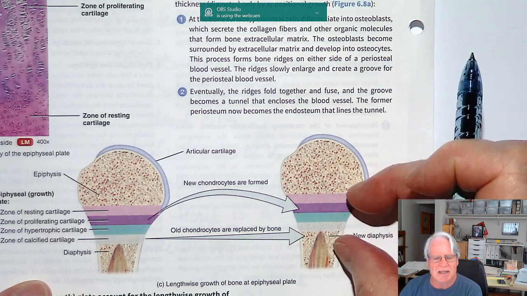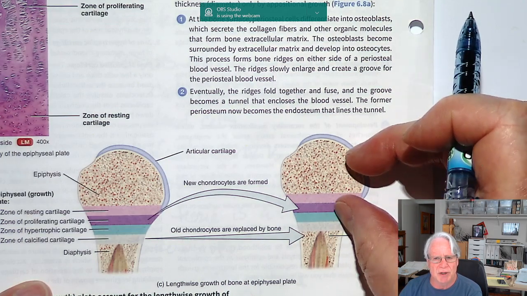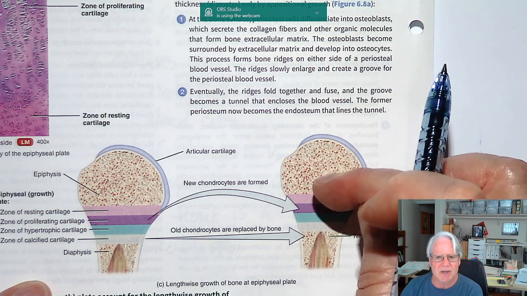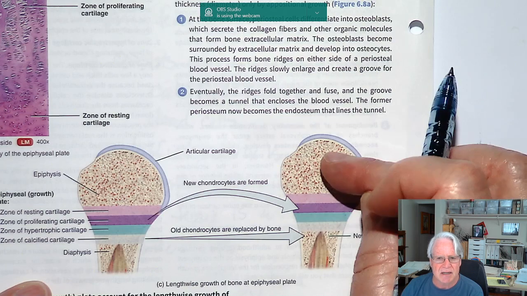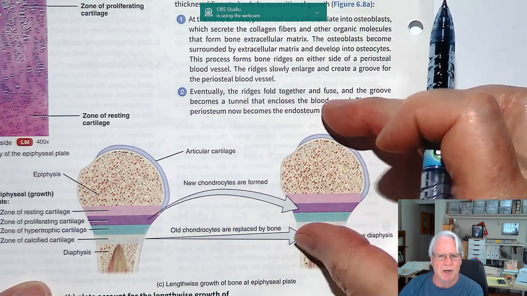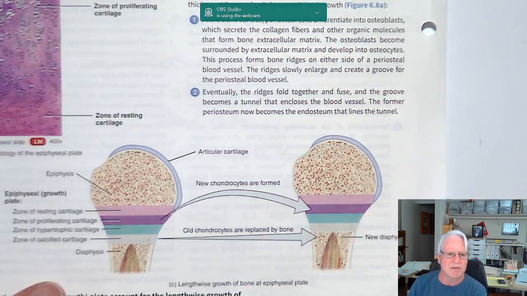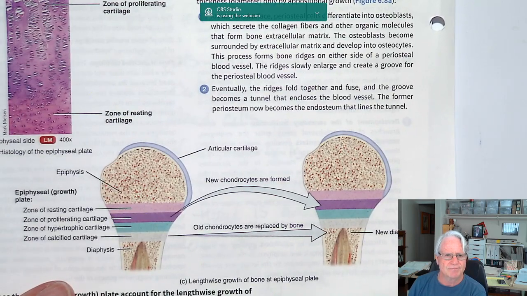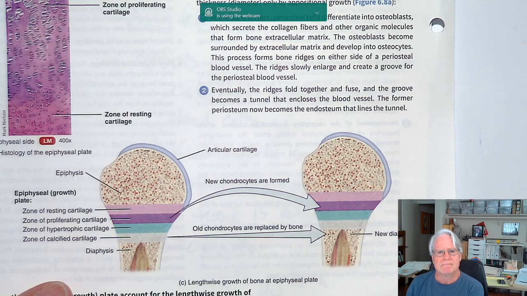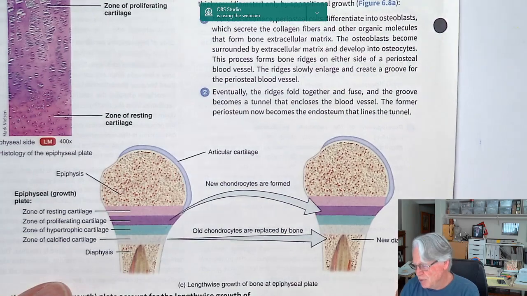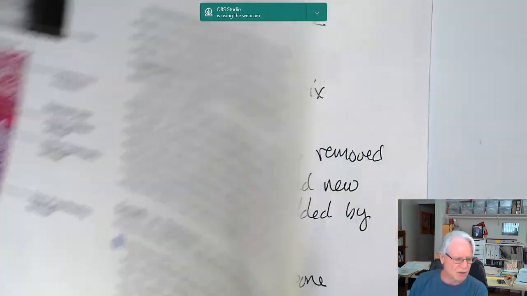The thickness never changes. It just moves forward in this direction because we're adding stuff here and taking it away here. Adding here, taking it away here. Adding here, taking it away here. And the whole bone is growing in length as a result of that process. Okay? That's bone growth in length, or interstitial bone growth.